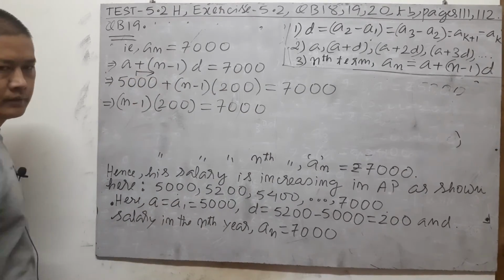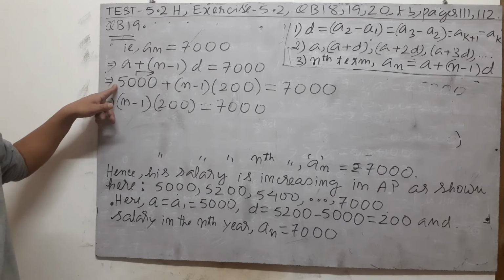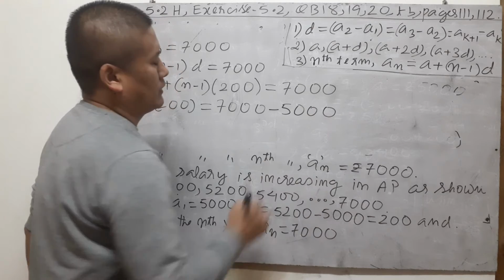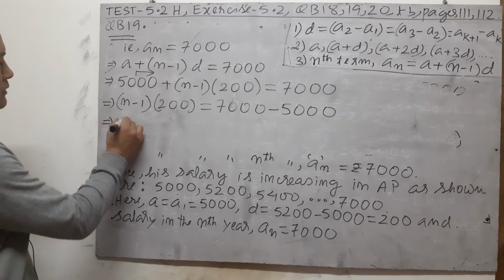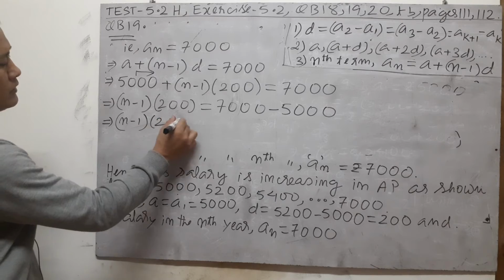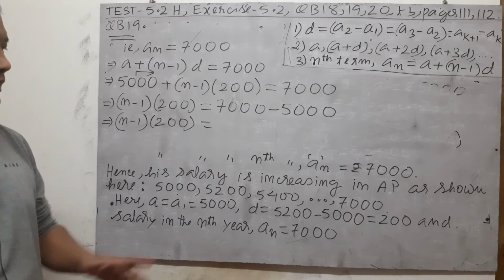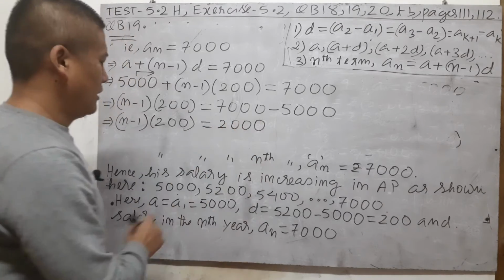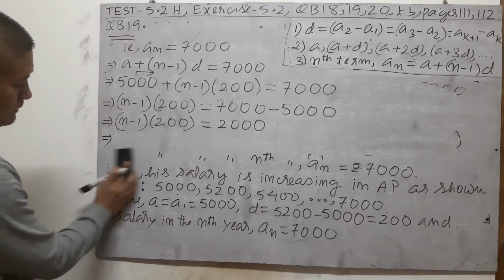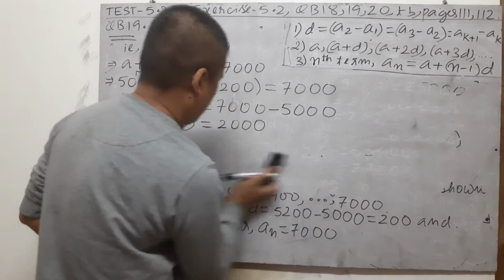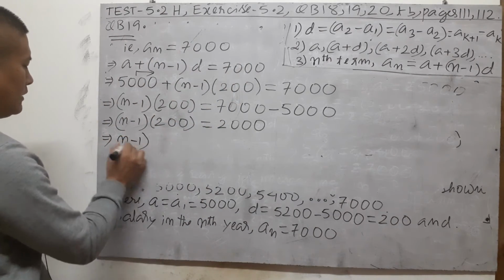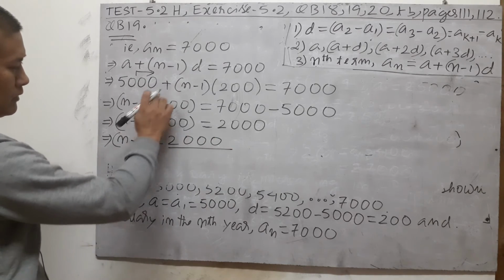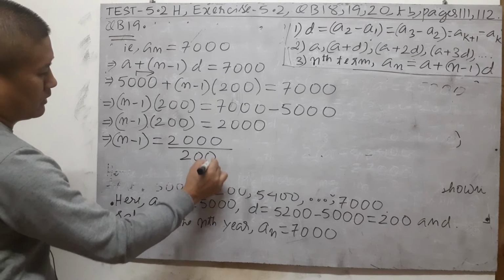Let us shift this to the right side. No sign in front means plus 5,000. Shifted to the right side it will become minus 5,000. So n minus 1 into 200 will be equal to 7,000 minus 5,000. Common sense also is quite easy: 2,000 will be left. So n minus 1 is equal to 2,000 divided by 200, since 200 shifted to the right goes down to the denominator.